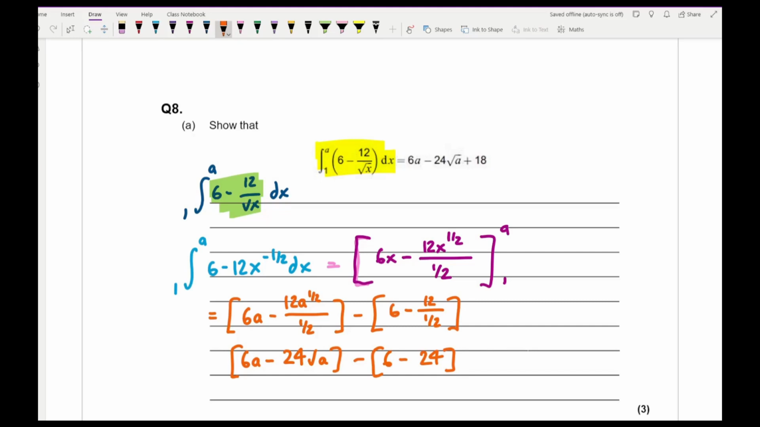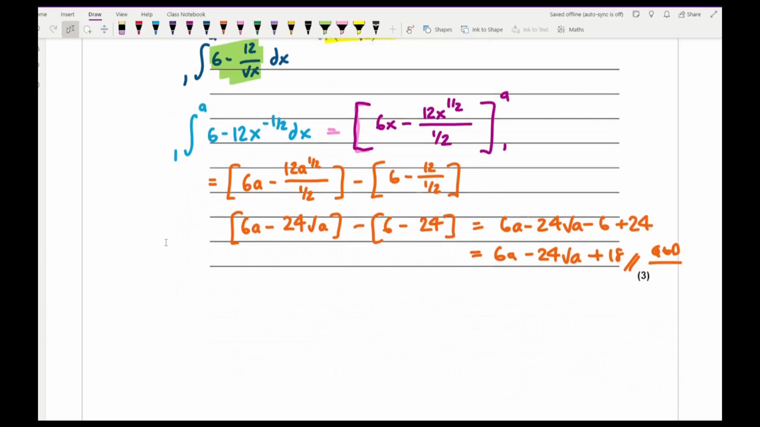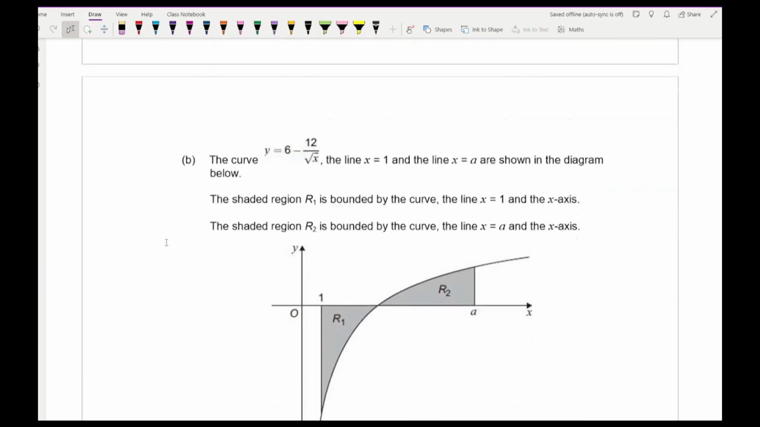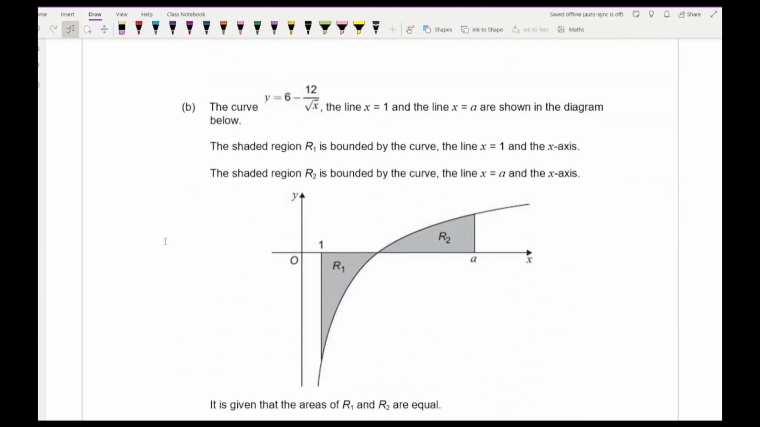Which is then going to give us an answer of 6a minus 24 root a minus 6 plus 24, which then therefore equals 6a minus 24 root a plus 18, which is what they wanted me to show. Then moving on to B, it says the curve of y equals 6 minus 12 over root x.